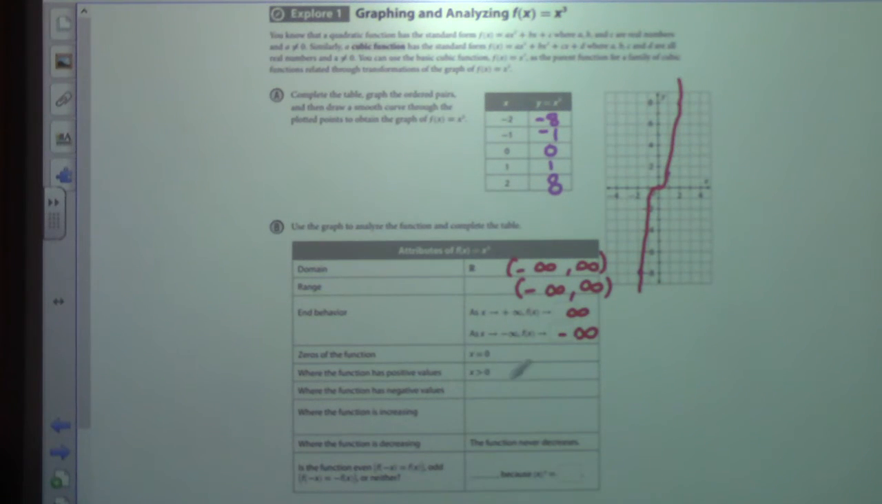Where the function has positive values, well, the function has positive values where x is greater than 0. Where does the function have negative values? Where x is less than 0. Or sometimes you'll see it like this, or on the interval of negative infinity to infinity. Where is the function increasing? Where is this function increasing? Okay, let's go down. Where's the function decreasing? It says the function never decreases. So where's the function increasing?